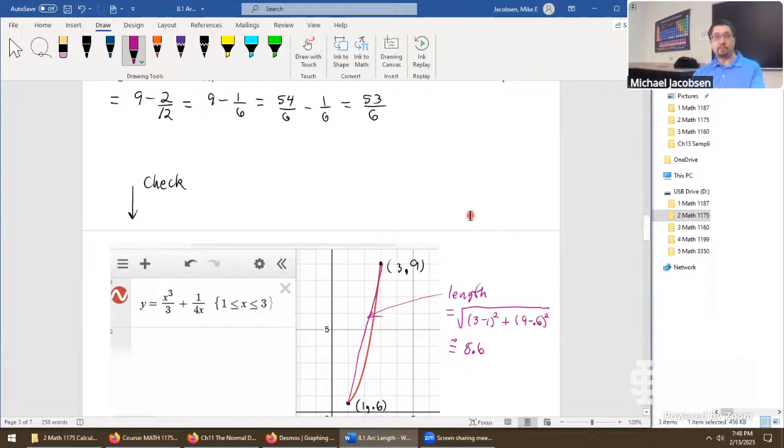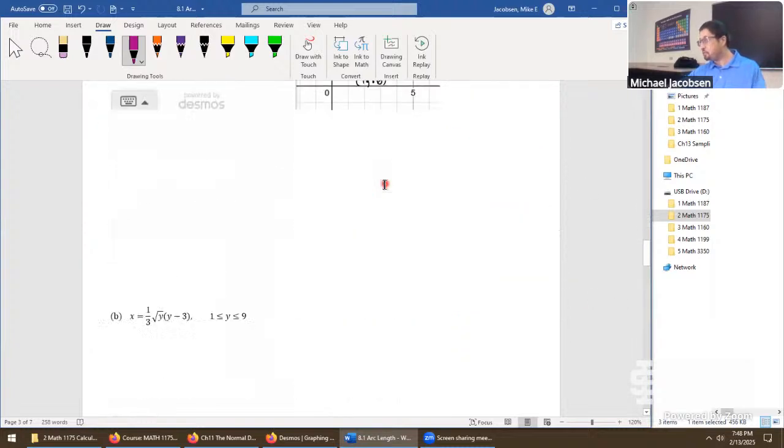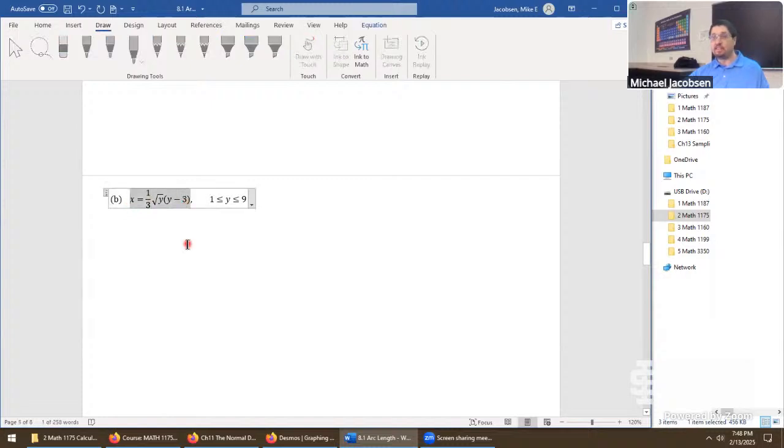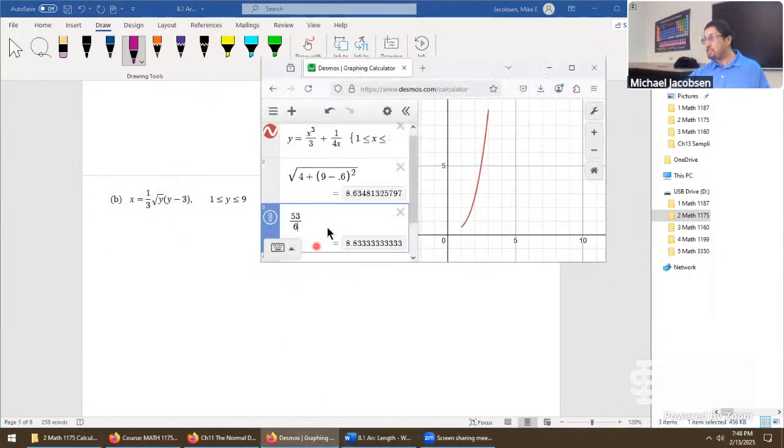Okay, now we can compute lengths of curves. We'll do it all over again. So here's our part B down below. Notice the weirdness first on part B. It's x equals a third root of y minus 3, meaning now this time y is the independent variable. Makes sense, we have bounds on y. X is the dependent variable. So this is an extra weird curve. But we can still find the length of it.